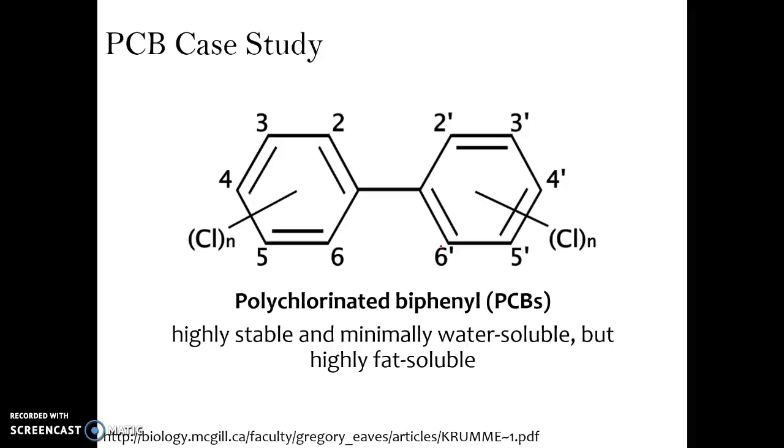So polychlorinated biphenyls, or PCBs, are highly stable molecules. They're not water soluble to a large extent. They're minimally soluble in water, but they're highly soluble in fat. We've got multiple different types of PCBs, which I'll talk about later. So these are molecules with 2 phenyl groups and then various numbers of chlorine atoms as well. So they have more than one chlorine, hence polychlorinated, but some variable number.